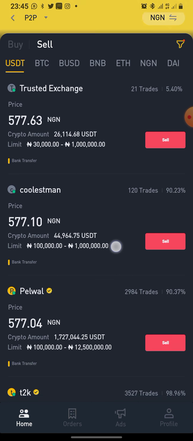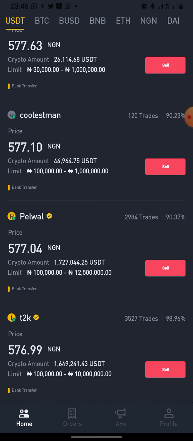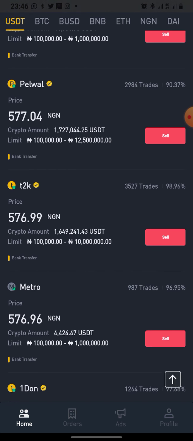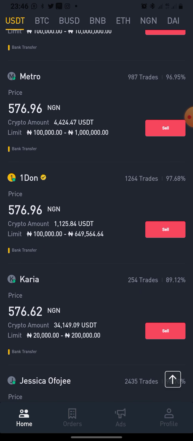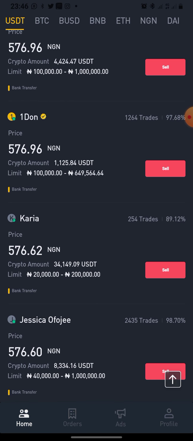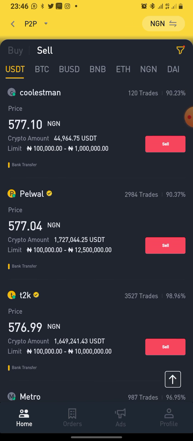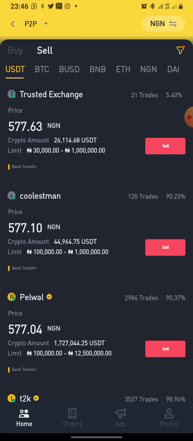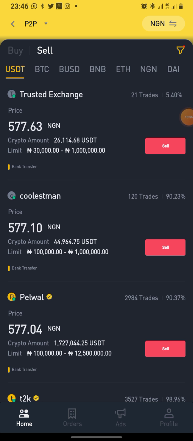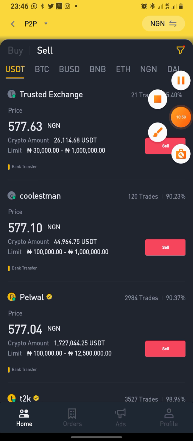So you would notice that there are some of these guys that have this verified yellow badge. If you want to take your safety a step further, you could actually patronize them, because they are verified exchange guys with Binance. So that is all you need to know about trading on the Binance P2P platform.